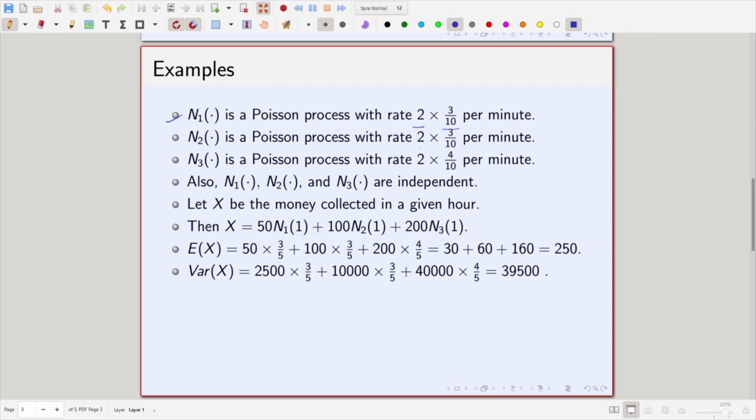N2 will be a Poisson process again with rate 2 times 3 by 10 because it is medium weight with probability 3 by 10, and N3 will be a Poisson process with rate 2 times 4 by 10 because it is heavyweight with probability 4 by 10. So all these N1, N2 and N3 are again Poisson processes with rates 2 times 3 by 10, 2 times 3 by 10 and 2 times 4 by 10 respectively. Fine. And Poisson thinning further tells you that these split processes are independent. So N1, N2 and N3 are independent.